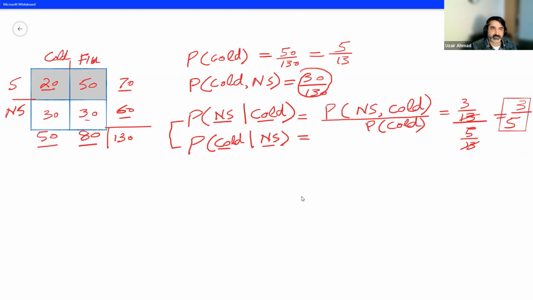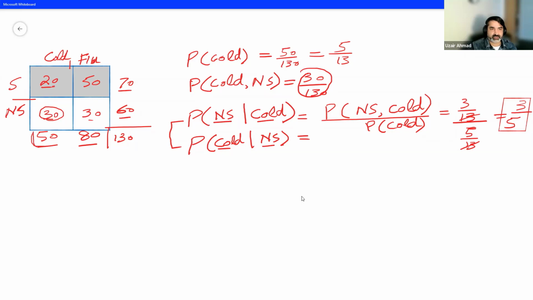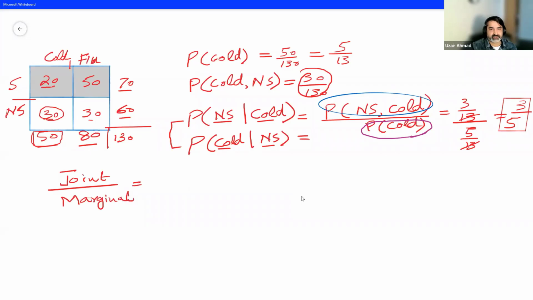which came from dividing the joint probability of having cold and not sneezing by the probability of having cold in the whole population, right? Joint divided by marginal. So we can write it here. Joint probability divided by marginal is conditional probability.